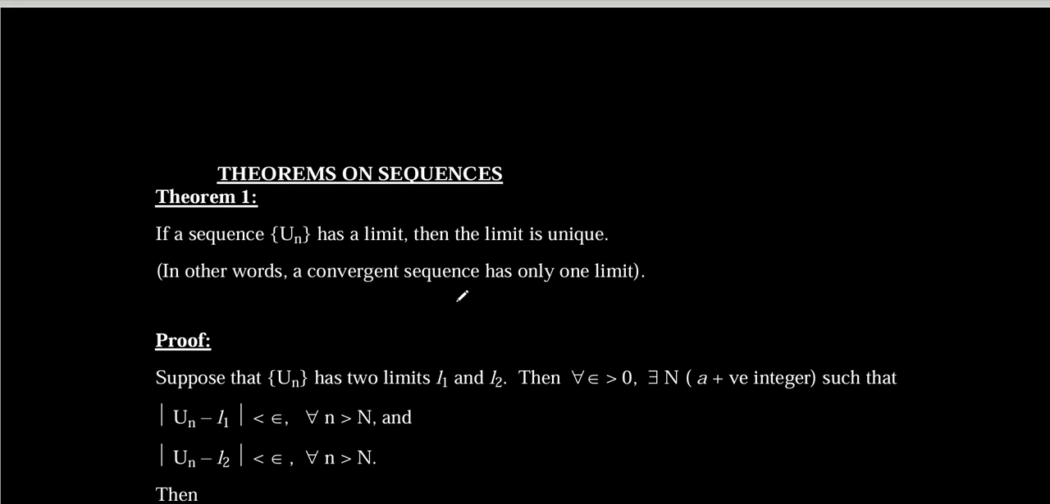Now, there are some theorems of sequences. If a sequence u of n has a limit, then the limit is unique, right? It means that a sequence can have only one limit. So, for example, that 1 over n sequence we said, right? Now, someone can come and say the limit of this sequence is 0, right? The person is right. Now, someone can come and say it's negative 1. And you are not technically wrong if you say that, right?